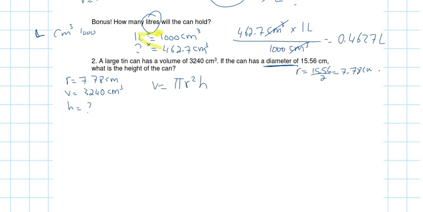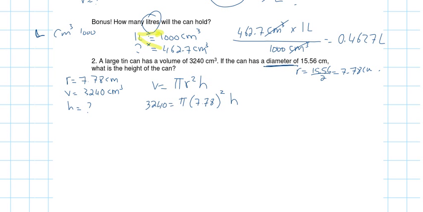Now to solve, I have to plug the given information into the corresponding letters. I know that V is 3240, and I know that R is 7.78. Do I know what H is? No. So if I want to look for H, what do I do? I divide by pi r squared, right?